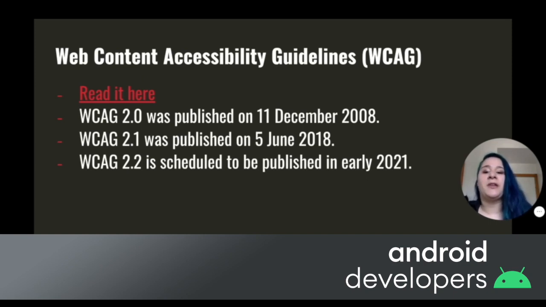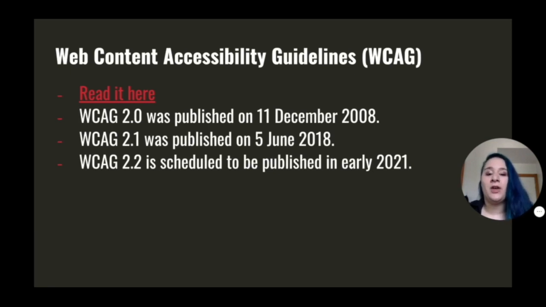There have been 3 updates made to WCAG. 2.0 was published on December 11, 2008. The next update, 2.1, was not published until June of 2018. 2.2 is scheduled to be published early 2021. I believe these updates will come out more frequently and faster due to the growing technology market.